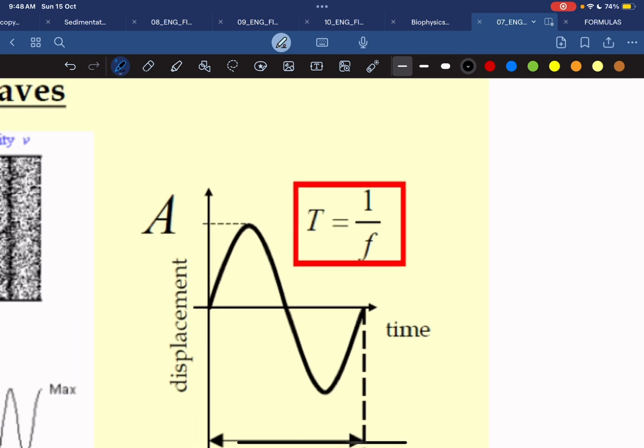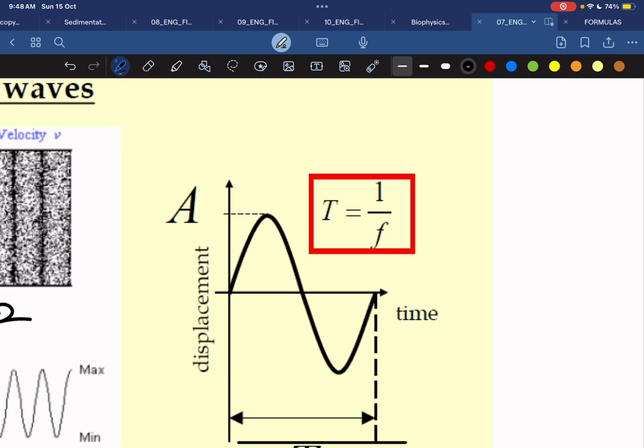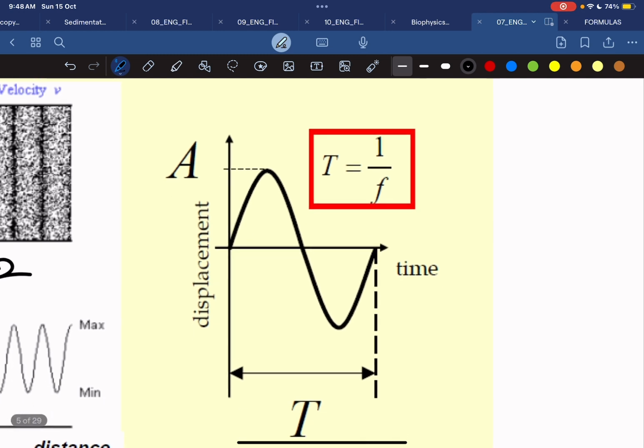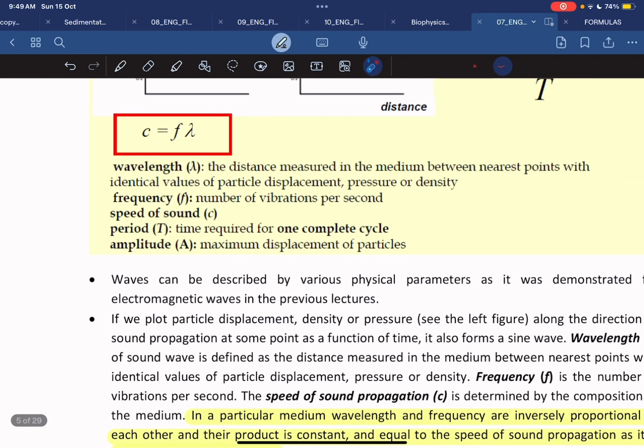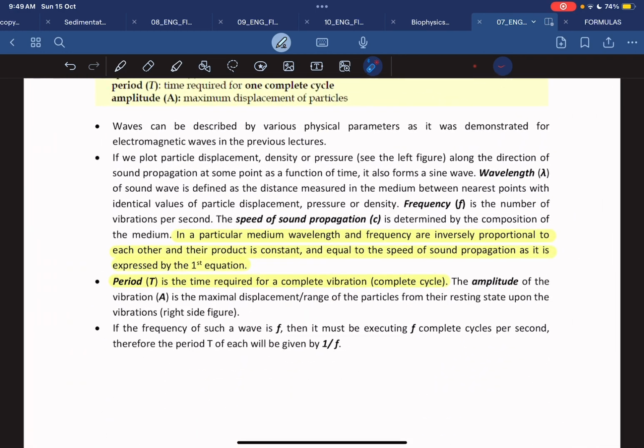Now, we have this formula here, T is equal to 1 by f. Now, we should know that one wave is equal to a peak and a valley, or a crest and a trough. Okay, so the time it takes for one wave to propagate is equal to capital T, and that can be represented as 1 by the frequency. All right, now let's see if there are any important points over here. In a particular medium, wavelength and frequency are inversely proportional.